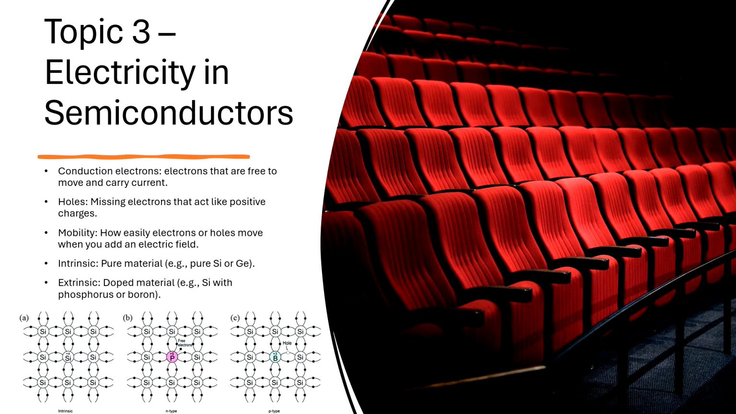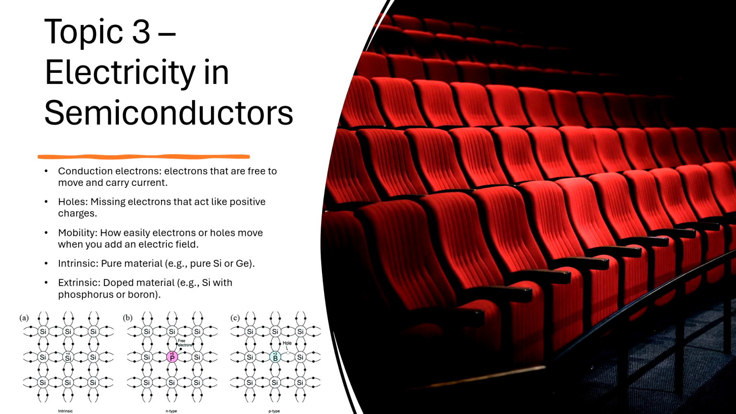Hey, this is Owen, and I'll be going over topic 3, part 1 on this slide, which is electricity in semiconductors. In a semiconductor, there are conduction electrons, which are electrons that are free to move and carry current. Holes are the missing electrons, and they act like positive charges. Mobility is measured by how easily electrons or holes move when you add an electric field, which would be a voltage.